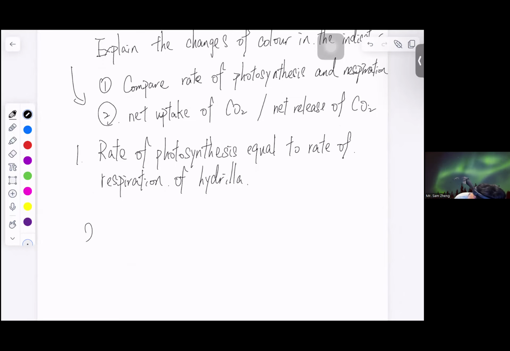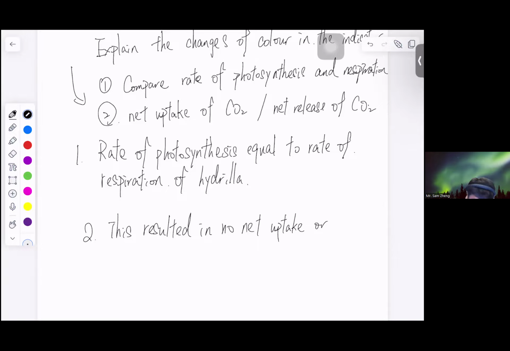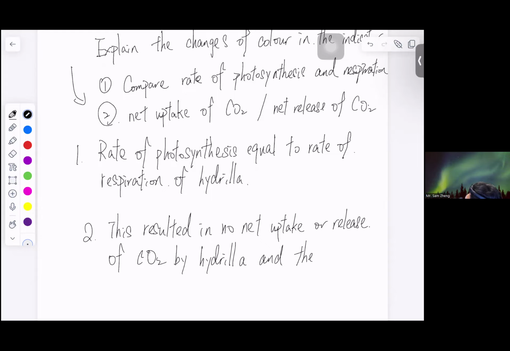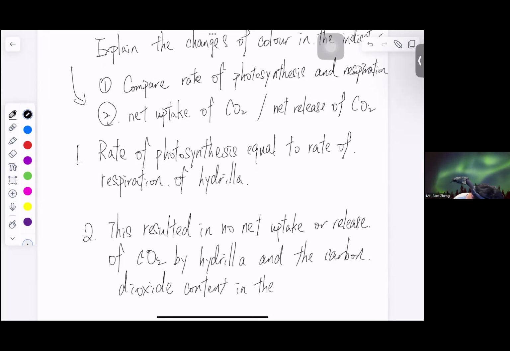Okay, so it would be, this result in no net uptake or release of carbon dioxide by hydrilla, and the carbon dioxide content in the water remains unchanged.